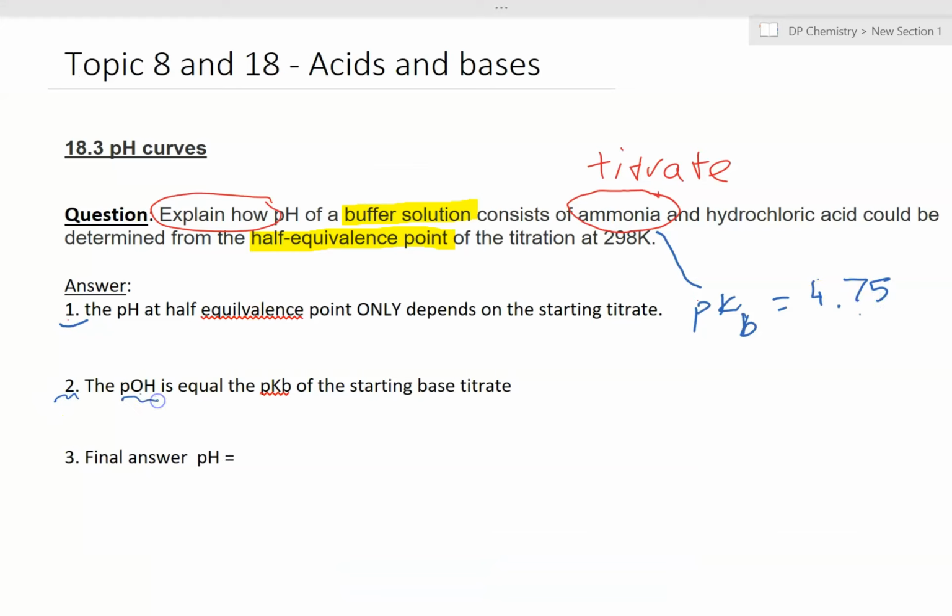pOH is equal to pKb of the starting base titrate. The pOH is going to equal 4.75. Now the last bullet point: it is 298 K, so room temperature. Therefore, pH is equal to 14 minus pOH. 14 minus 4.75 is equal to 9.25.